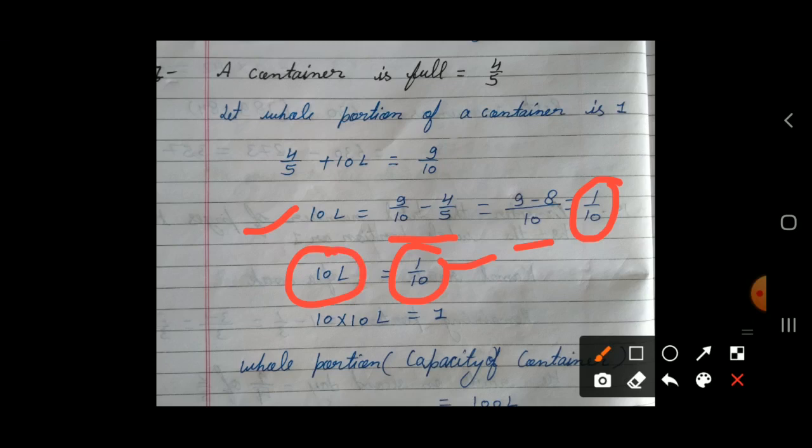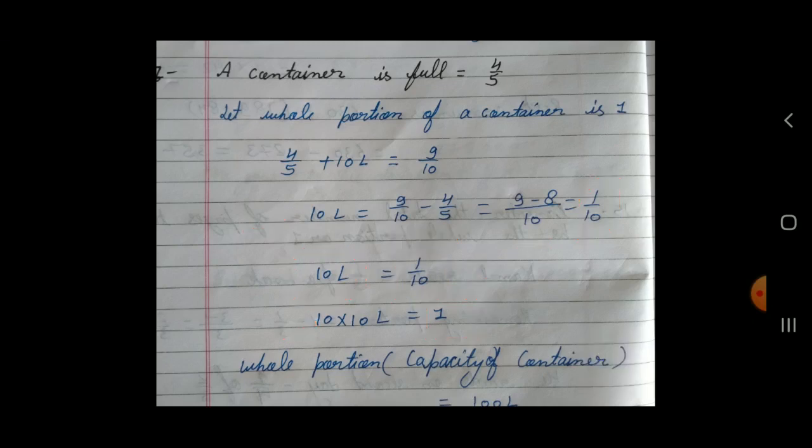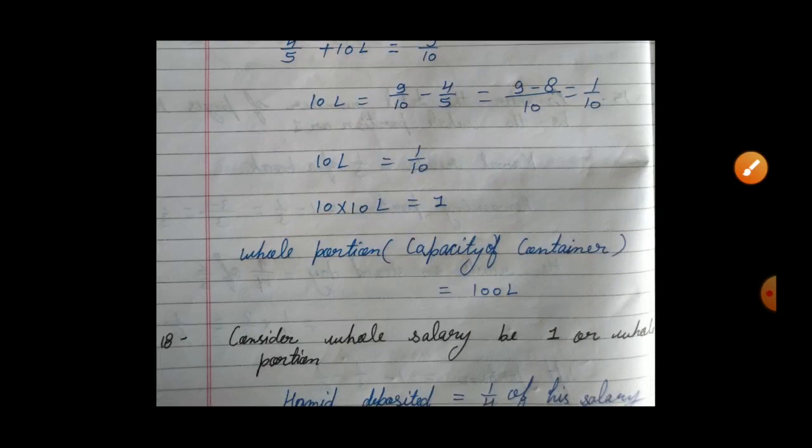The 10 in the denominator, we will shift to the other side with the 10 liters. Yes, when we shift this 10, which is in the denominator, to the other side, it will come in multiplication. So 10 multiplied by 10 liters is equal to 1, and this is the whole portion of the container. 10 multiplied by 10 liters is 100 liters. This is the capacity of the container. Yes, the whole portion and capacity of the container is 100 liters.